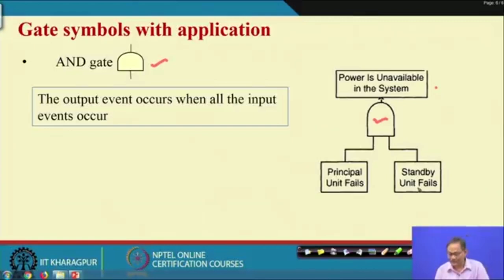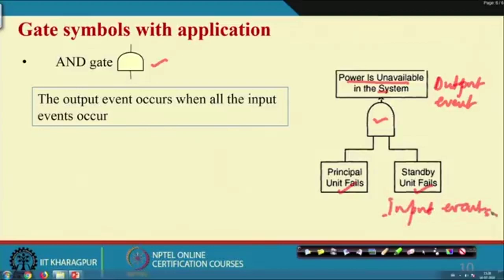You think of two situations where the principal unit is there, and a standby generator is also there. So now there is no power, no electricity in the system when the principal unit fails. The standby unit will work automatically with the help of a switch controller. Now the situation is that the principal unit fails and then the standby unit also fails, before replacement of the principal unit. What will happen? Power is unavailable. So both the principal unit as well as the standby unit should fail, then only this situation will occur. So here this is my output event, and these two are input events. It need not be only two inputs, there can be many more inputs.